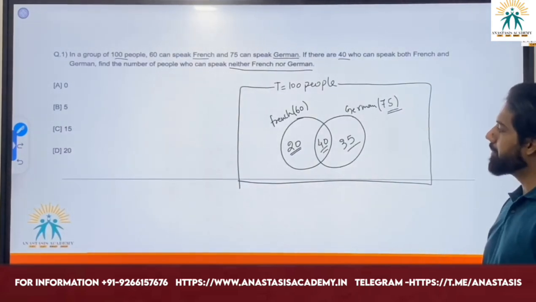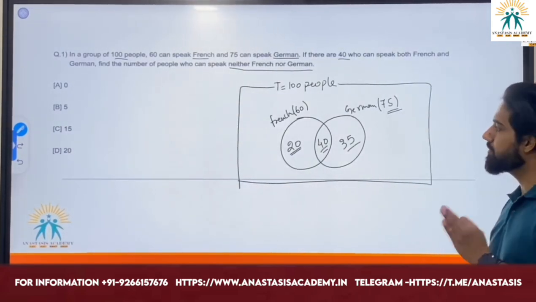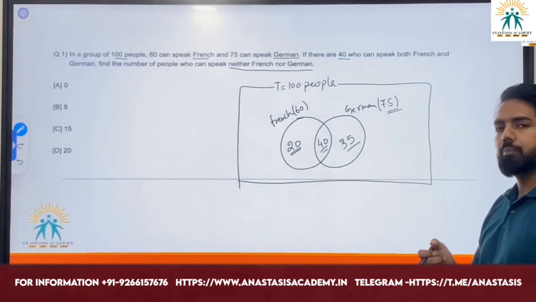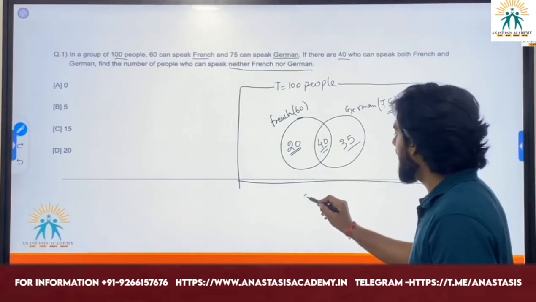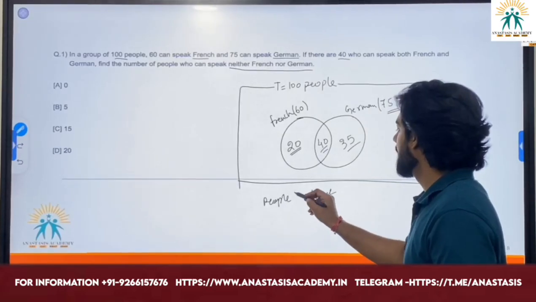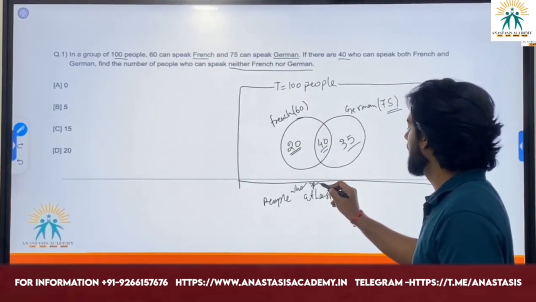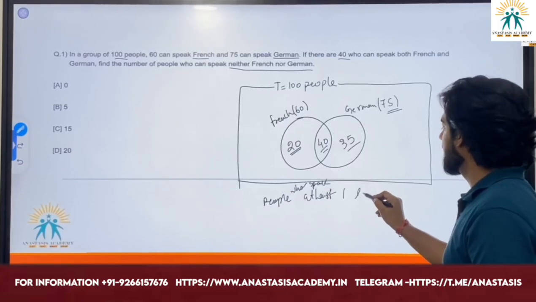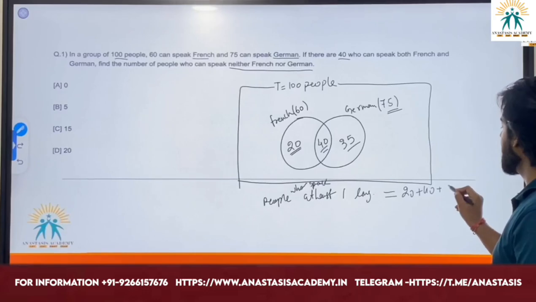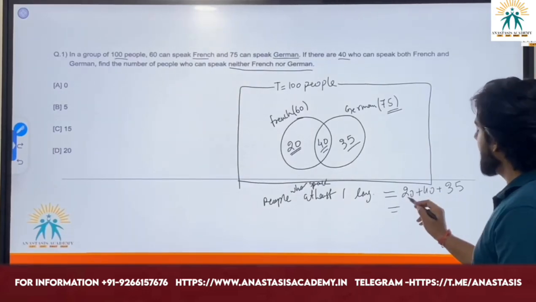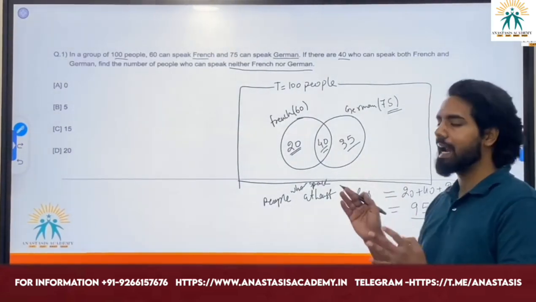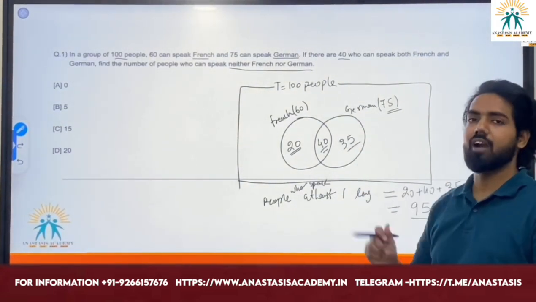So total number of people who speak at least one language. At least one language means only French or only German or both languages. People who speak at least one language: how much would that be? 20 plus 40 plus 35, that is 75 plus 20, 95. So 95 people are there who speak at least one language, but there are total 100 people.